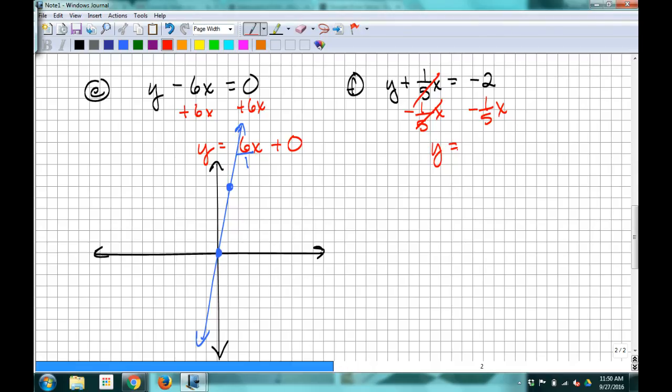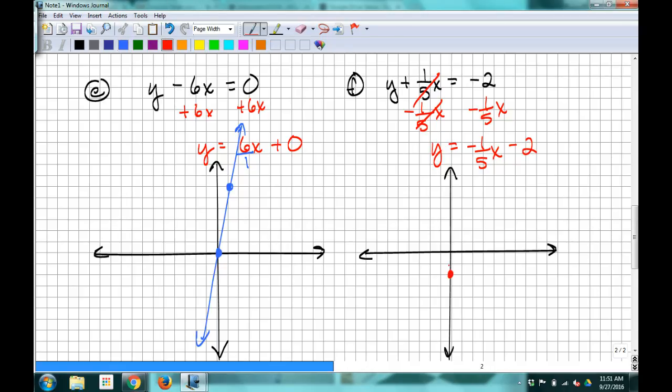And then what? How do we write the other side? -2. Good job. What part of that is the y-intercept? The -2, and the slope is -1/5. Okay. So when I go to graph that, where's my first dot? At -2.